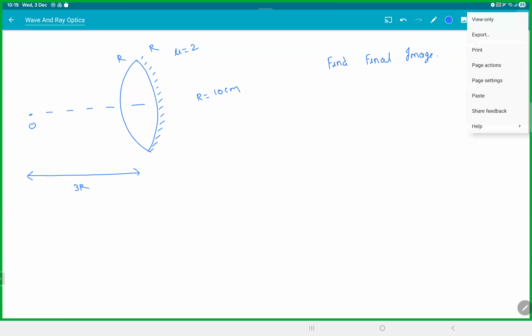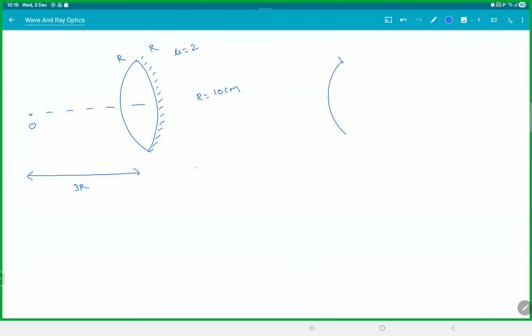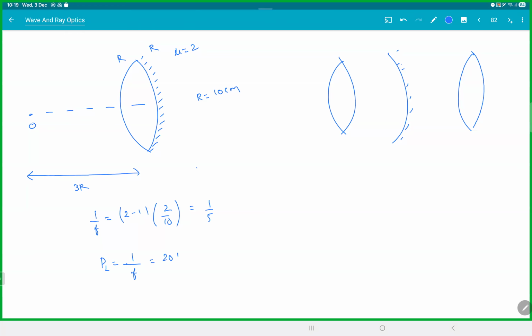Let's see. So we treat this thing as a lens, a mirror, and a lens. Right. So first find the focal length, 1 by f, mu lens, that's 2 minus 1 by 2 by 10. So that would be 1 by 5. So the focal length of the lens will be 5 centimeters. Hope you remember 1 by f in meter. So that's 20 diopters.